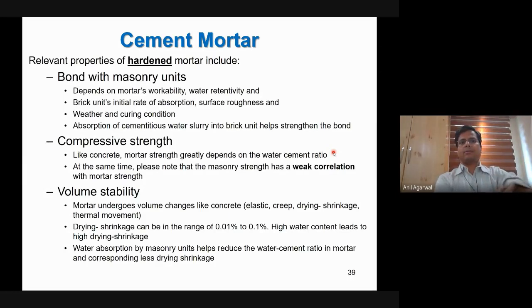Now, it can be hurt if you have a very high initial rate of absorption. We have discussed this, IRA. And if the surface roughness is not there, if the surface is very smooth, again, you have a very poor quality of masonry bond. Another one is curing condition.